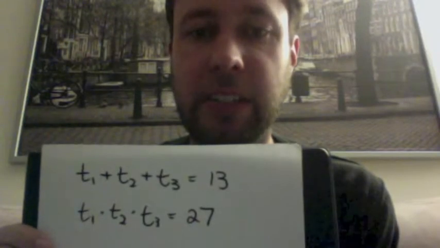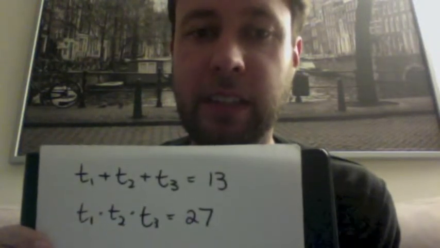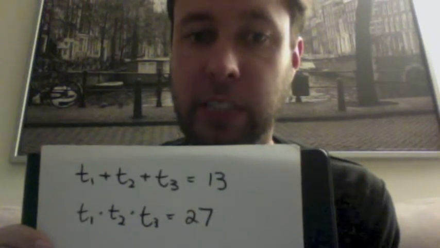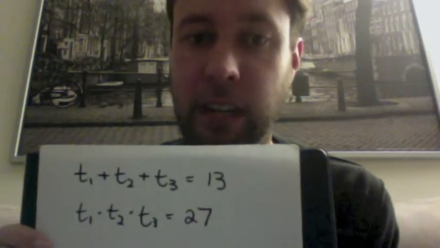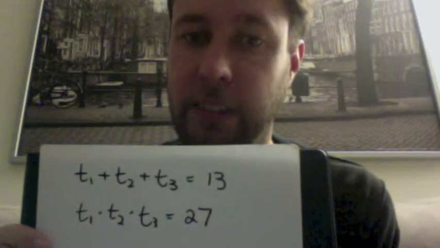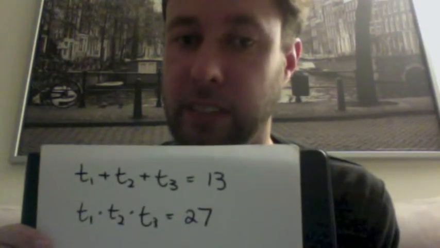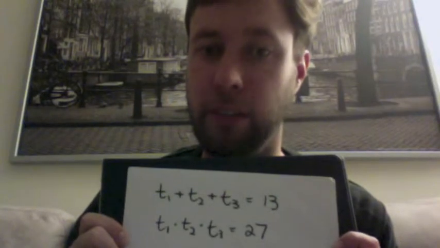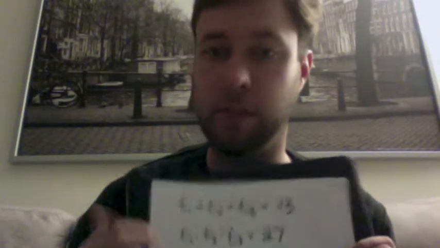In your last video, I came up with the following equations: t sub 1 plus t sub 2 plus t sub 3 equals 13, and t sub 1 times t sub 2 times t sub 3 equals 27. And this is the perfect first step towards solving the problem. I'm going to take it one step further.